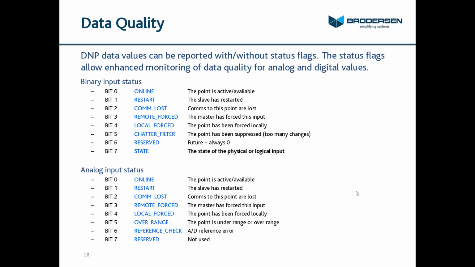Here we're looking at data quality. This is of the points themselves. So not only does a binary point return its status value, but it also returns some point quality type information, and similarly with an analog value. So we can do things in the RTU32M, for example. When we detect a loop break on a 4 to 20 milliamp input, we can flag that as one of the quality bits. Or if the module was to be removed, we can flag the COM lost bit.